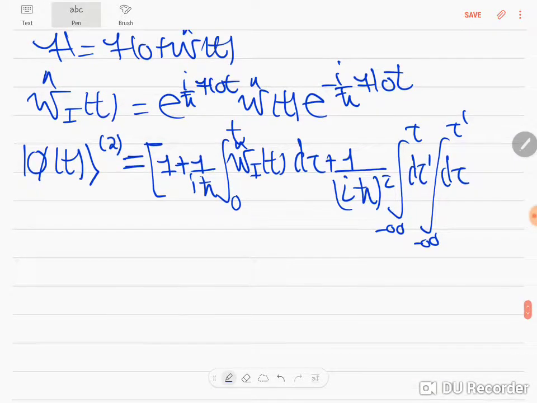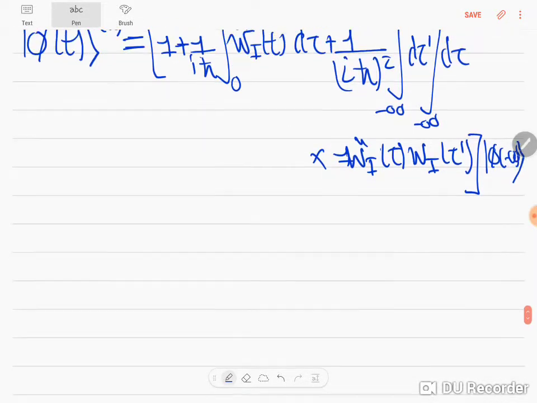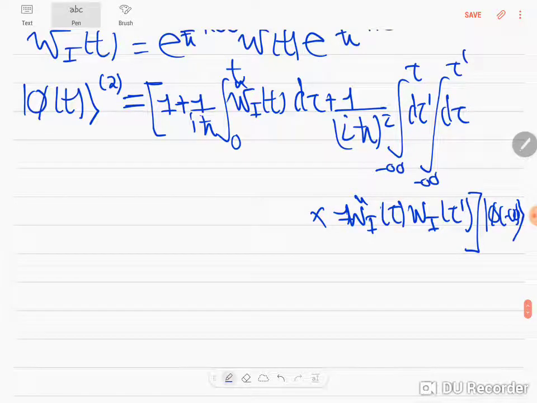Let's scroll over a little bit. This is times W_I of tau, W_I of tau prime, all of it acting on phi of minus infinity. Okay, so this is, let's say, the constructed second order state. We will see in the next video where this second order state comes from.